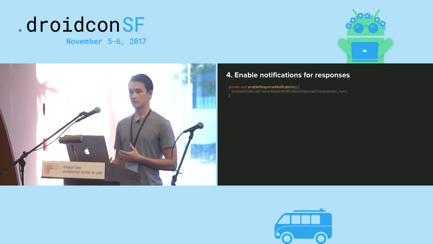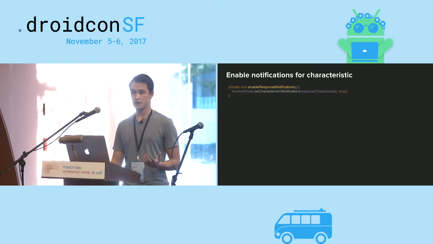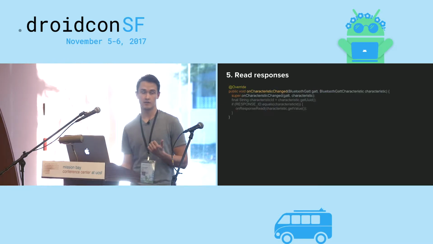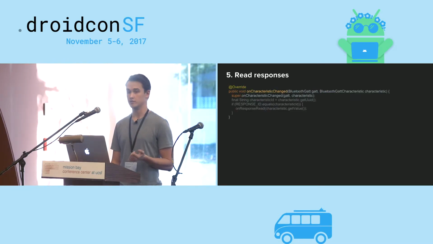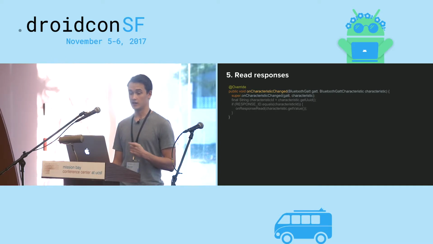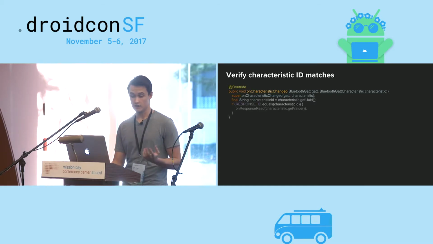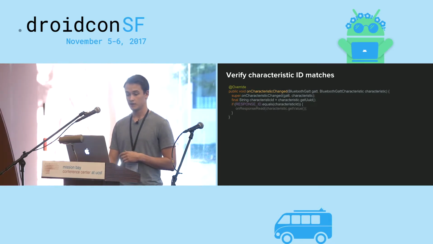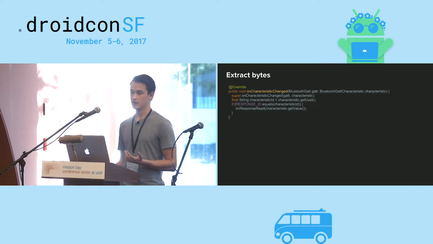To get responses from the amp, we then need to enable notifications for responses. To do that, we take another characteristic, which is separate from our write characteristic. It's called the response characteristic, and we enable notifications for those responses. We'll start getting callbacks in this onCharacteristicChanged method, which is part of the default Bluetooth GATT callback class. Every single time that the amp changes that characteristic, we'll get a callback. In this method, we first have to check that the characteristic is equal to the one we're looking for, which is the response characteristic. If it is, then we can read it and parse the response.